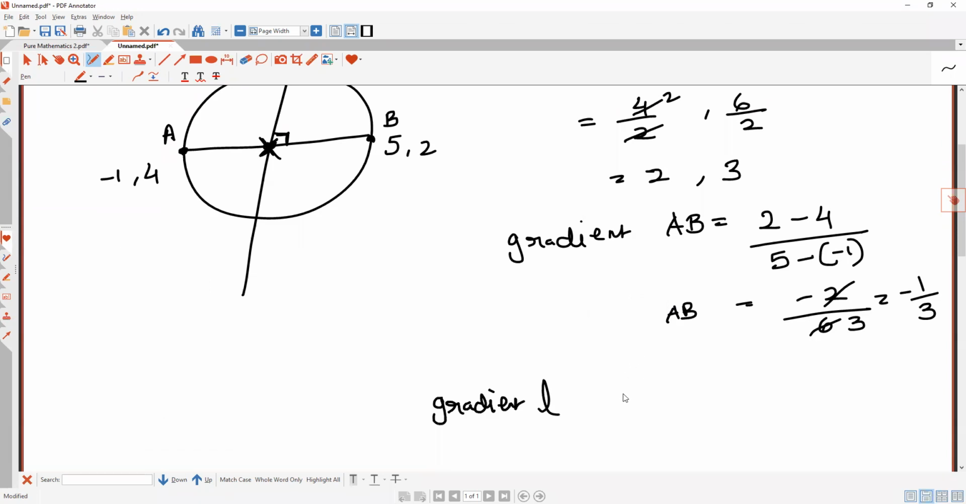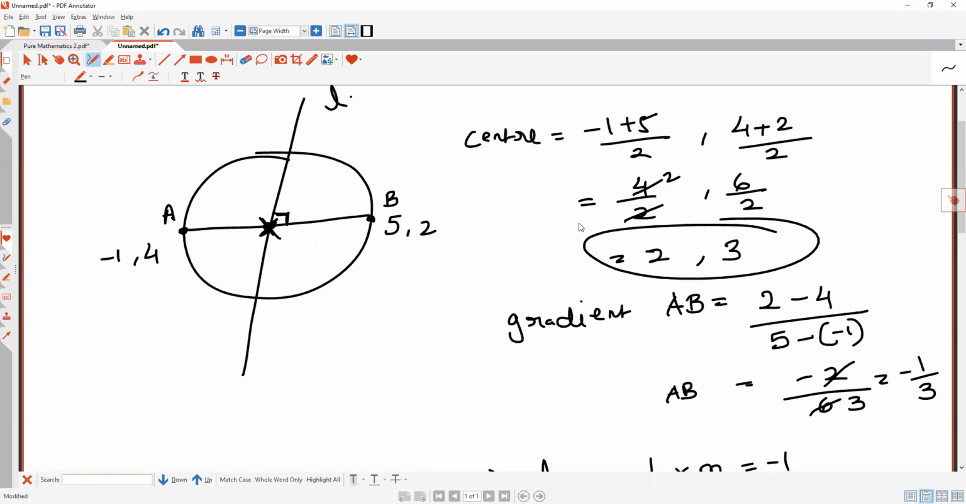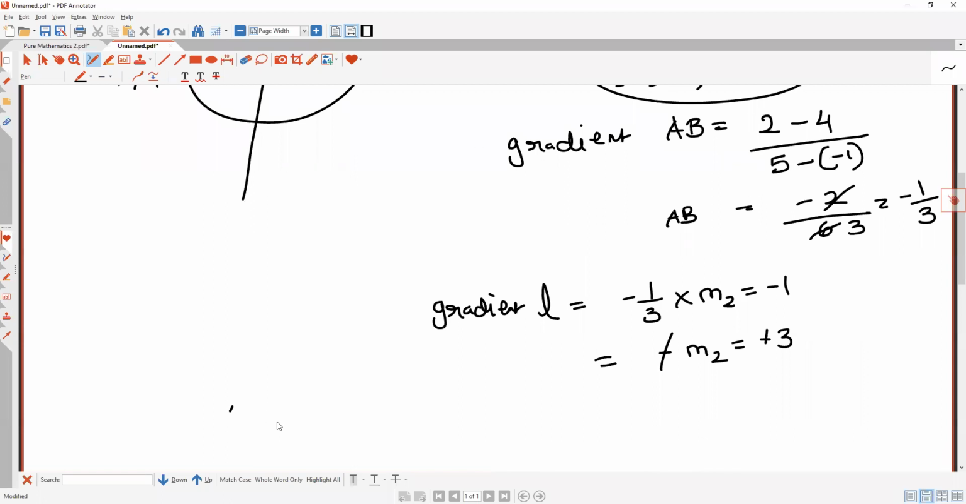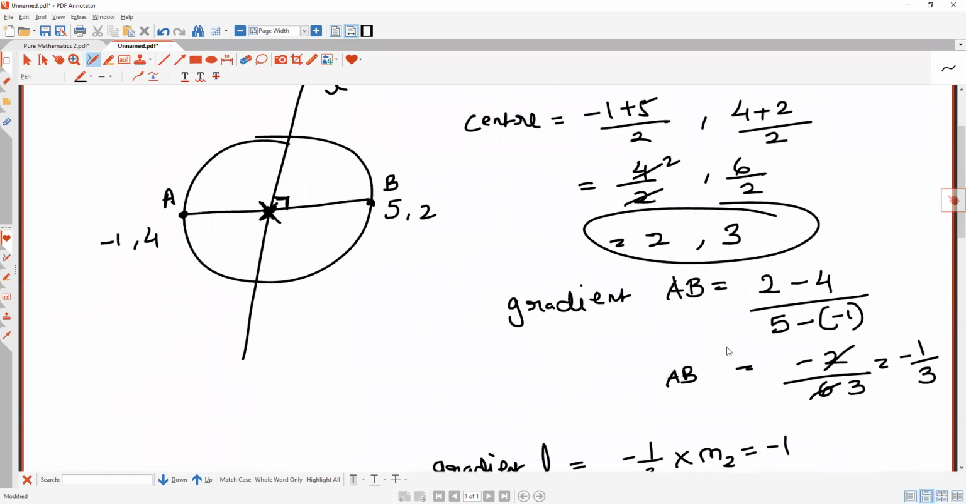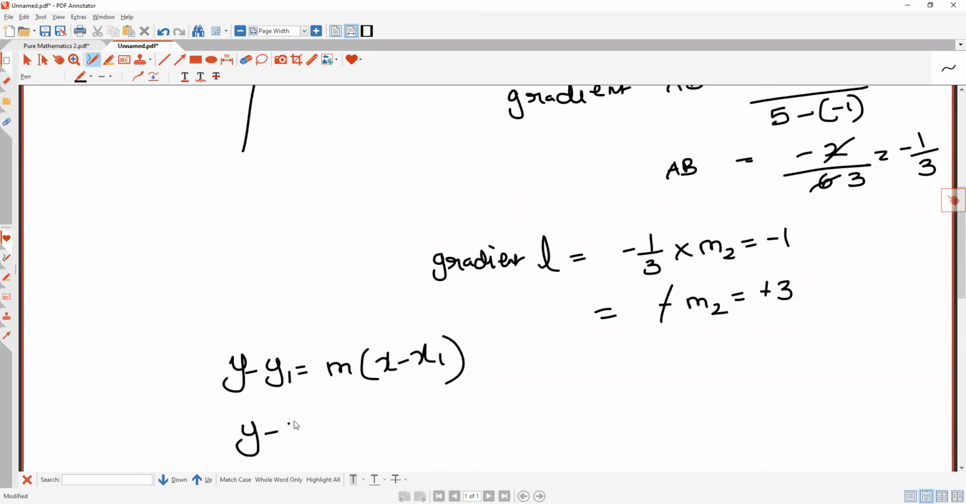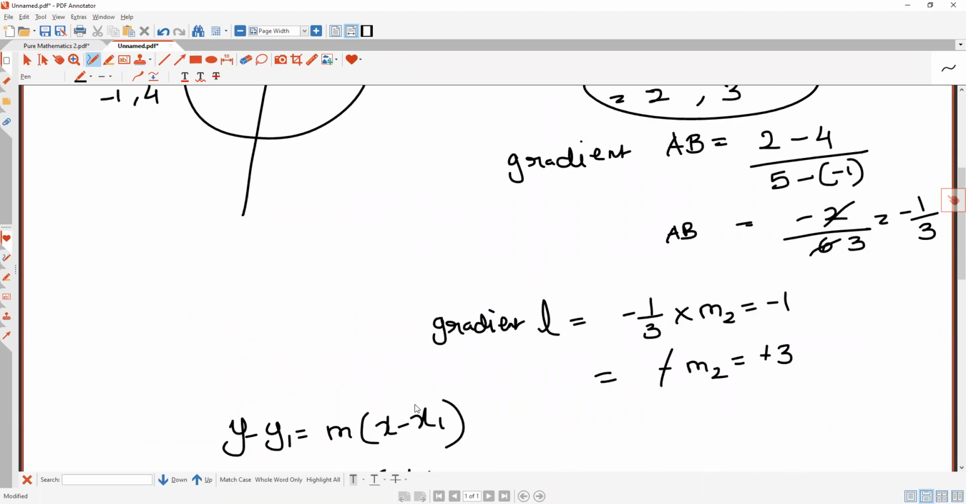So if I want to find the gradient of L, can I do M1 into M2 is equal to -1? Okay. Minus M2 is equal to -3. Minus cancel. So M2 is equal to 3. So we got a gradient, we got a coordinate. Once I got my gradient and once I got my coordinate, can I do y minus y1 is equal to m x minus x1? Okay. So y minus y1, what is my y1? 3. Y minus 3 is equal to gradient, that is 3. X minus x1, that is 2.